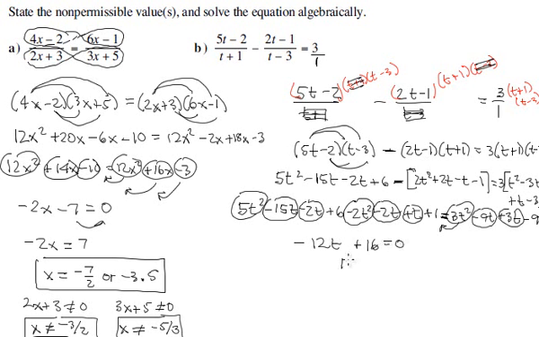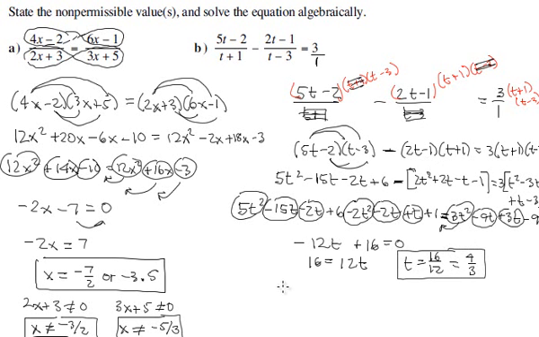Take the 12t to the right-hand side. 16 equals 12t. Divide by 12. T is 16 over 12. But wait, that fraction reduces. It's actually 4/3. So there's our solution. Now, denominators.